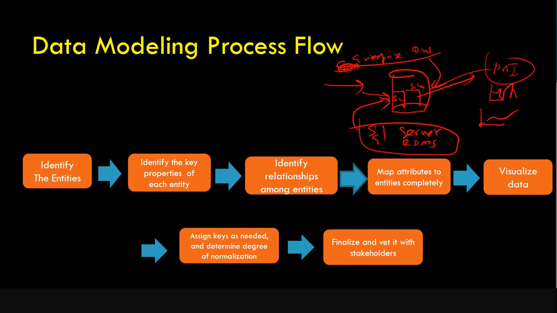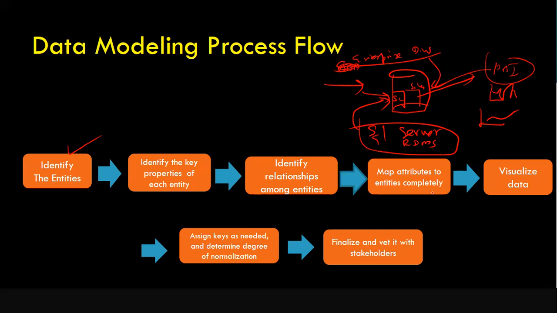So this is the data modeling process flow. First, we identify the entities. As per the conceptual data model, while discussing with the stakeholders, we understand what tables are required, identify the key properties of each entity, and identify relationships among entities. Properties means, in each table, what column should go, which column is a primary key column, and how we can link one table to another table. That is what we do here.